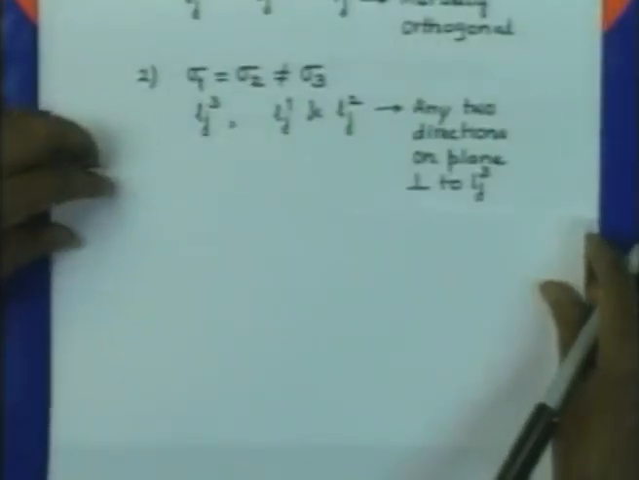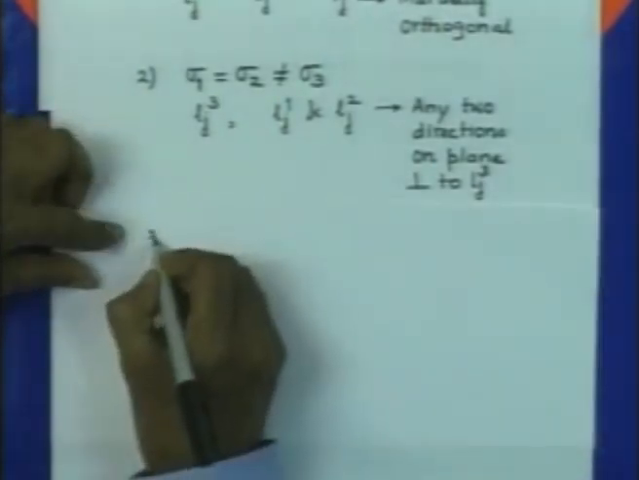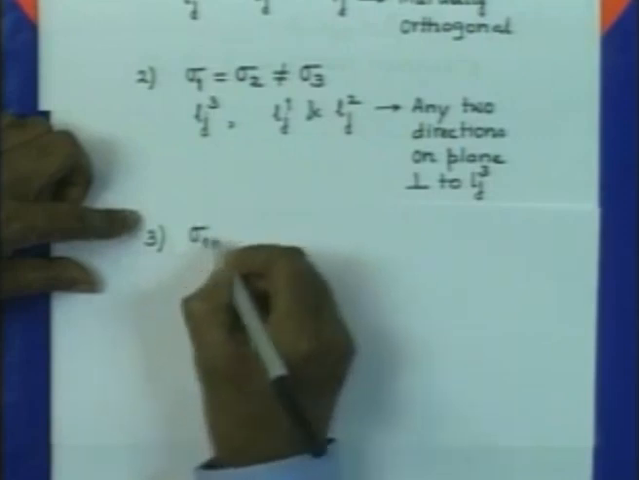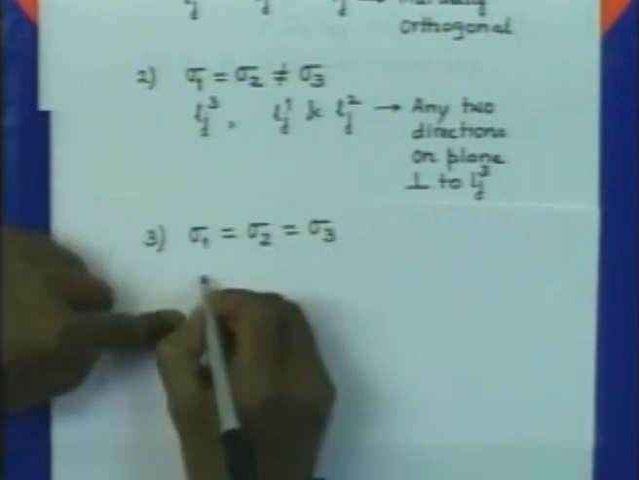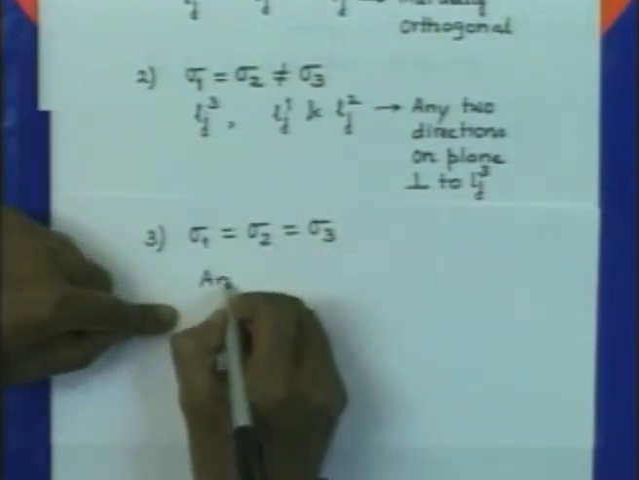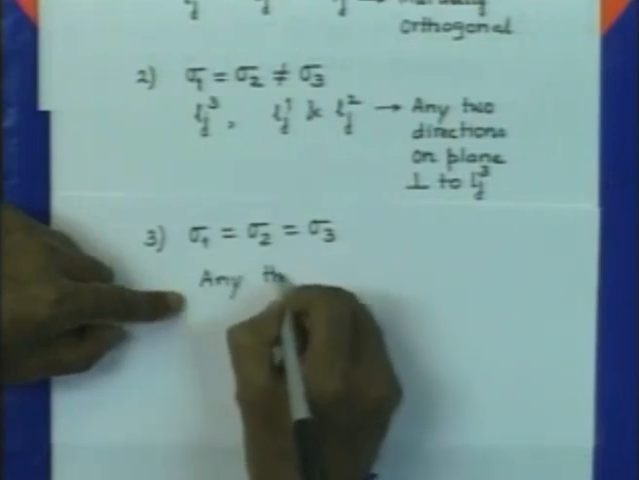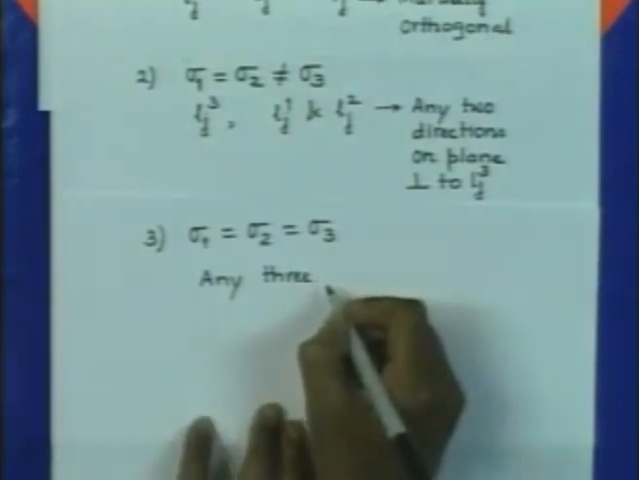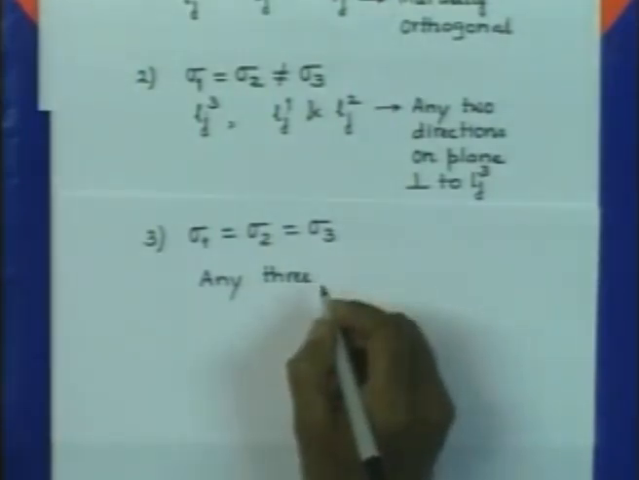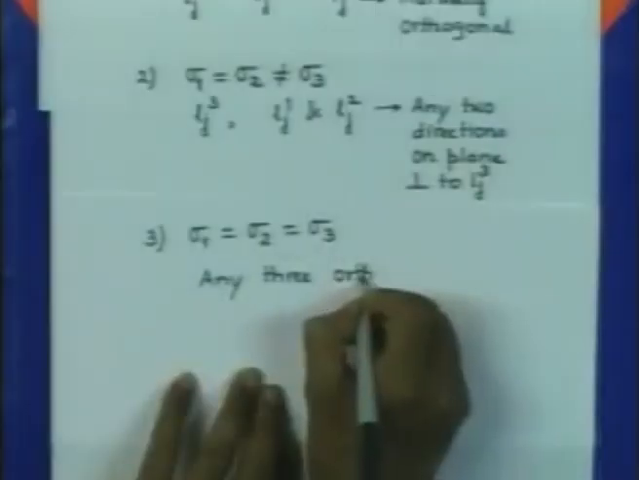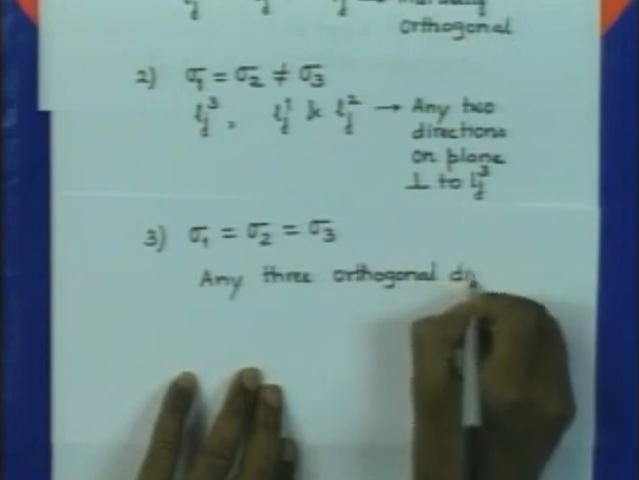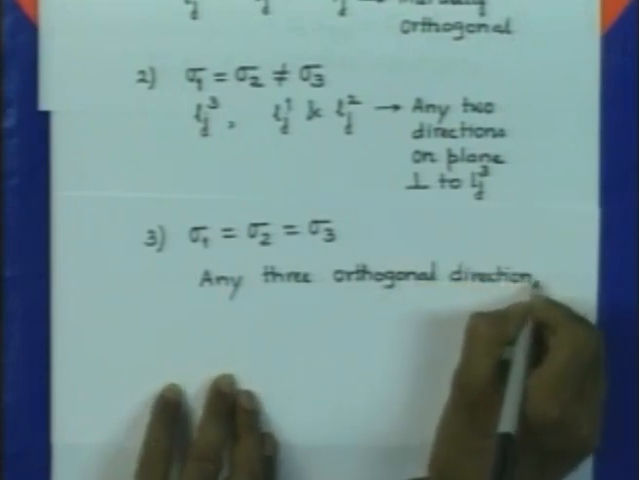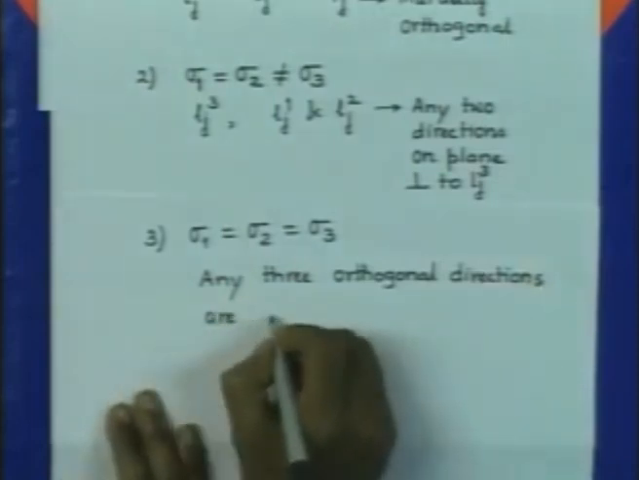If we have three roots repeated, if we have sigma 1 equal to sigma 2 equal to sigma 3, then any three orthogonal directions are principal directions.